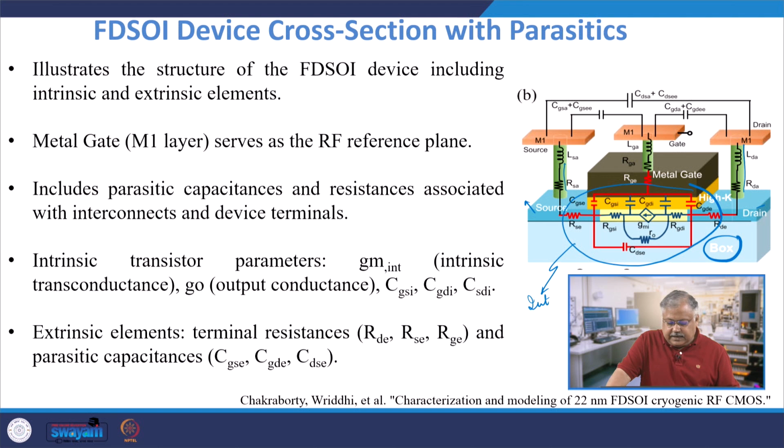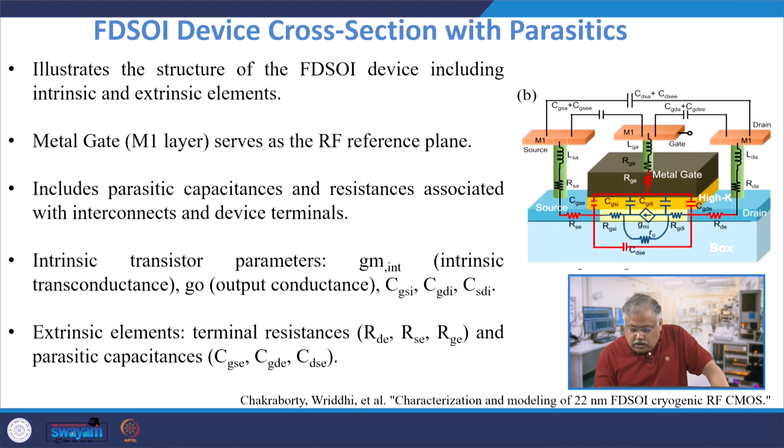The intrinsic parameters are given as GMI, which is the intrinsic transconductance, right? We have an output conductance, and we have CGSI, gate to source intrinsic, gate to drain, and source to drain intrinsic capacitances. And let's start with the red one first, right? That red one, this one, is RSE. This is the source extension resistance. So what is happening is the source has a doping concentration, right? Its resistance is relatively small, but there will nonetheless be a drop of voltage across source and drain, and that is taken care of by RSE here and RDE on this side, right? So these are the two resistances which are there within the drain and source layer itself, right?